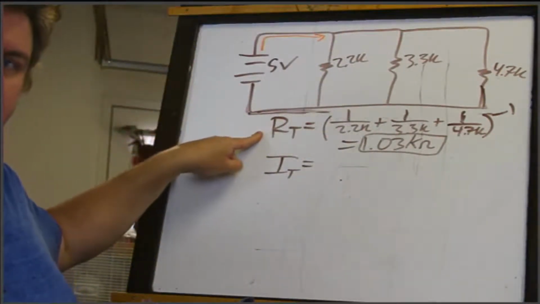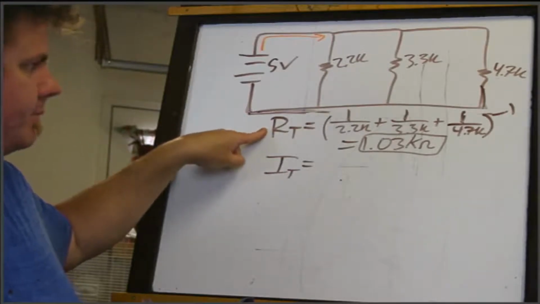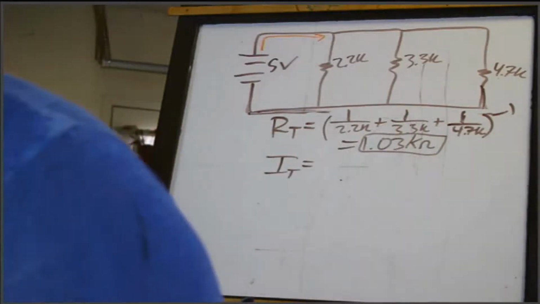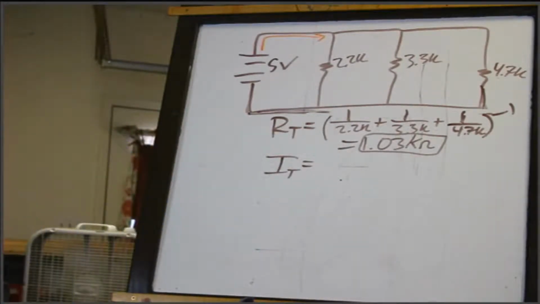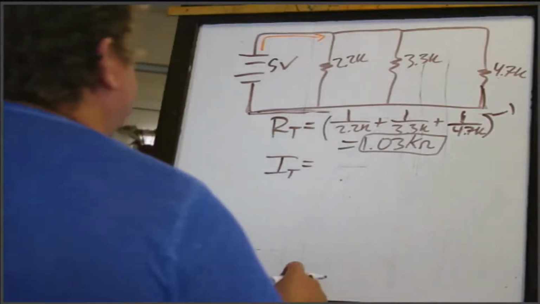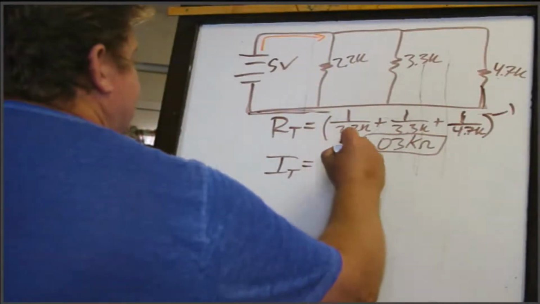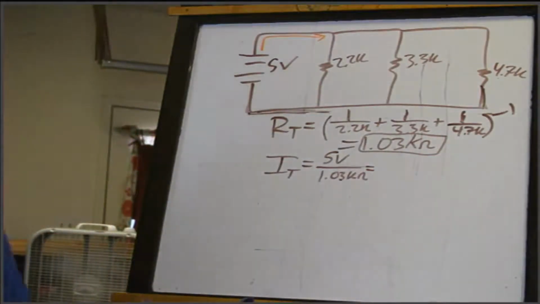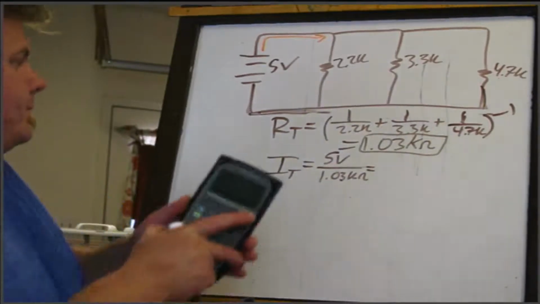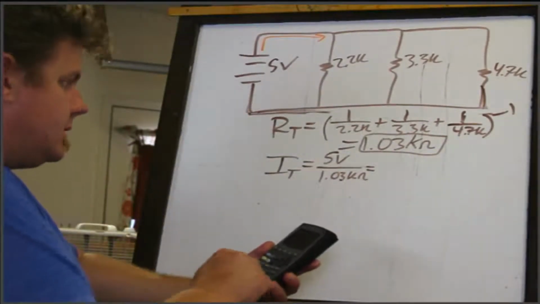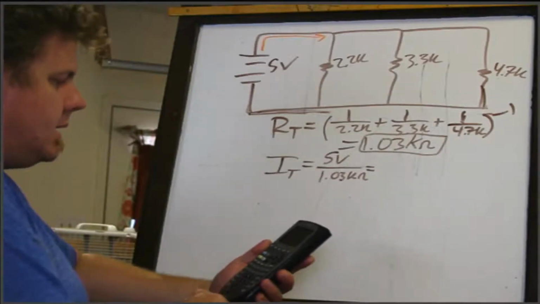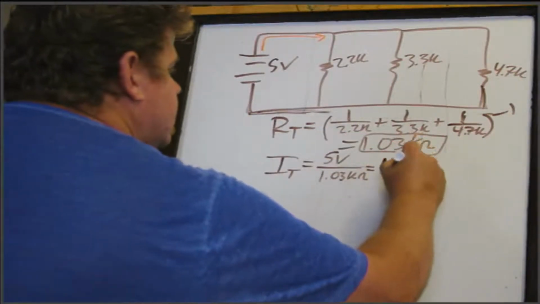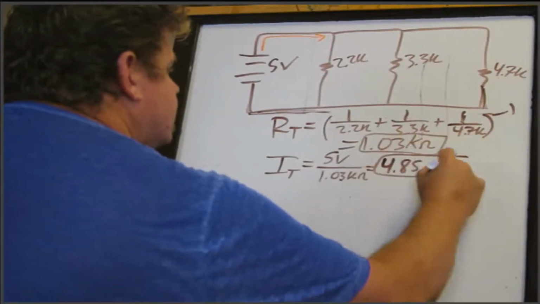This you just let your calculator do. Make sure that you know how to use your calculator, and if you can do this, it saves you so much time in these calculations. Okay. All right. Well, let me go ahead and then find the total current here. So I've got 5 volts divided by 1.03 kilo ohms. Oh, man. Divided by 1.03. So 4.85 milliamps. That's the total.